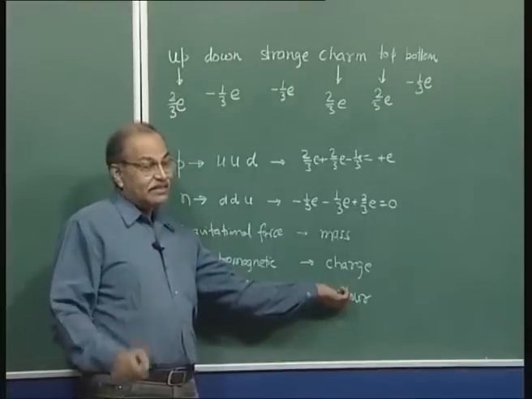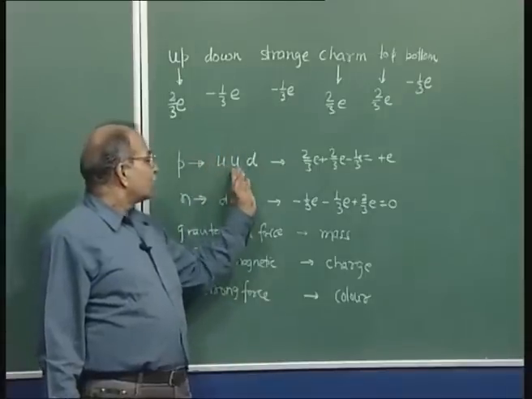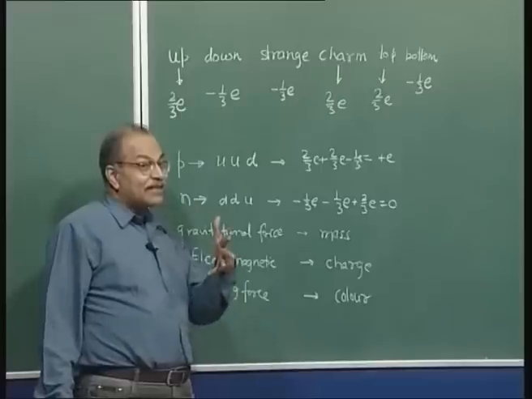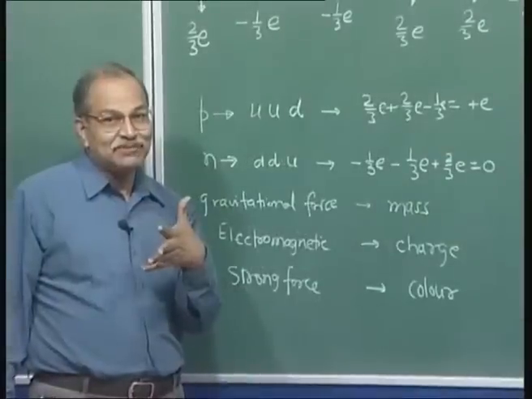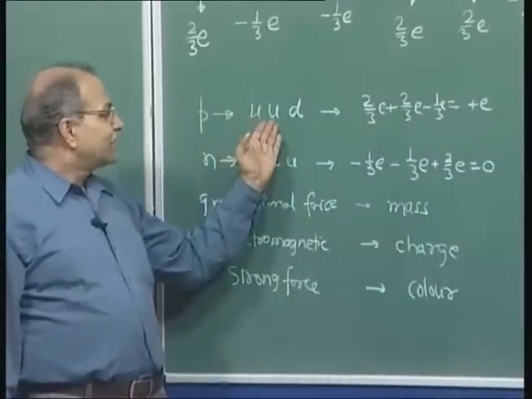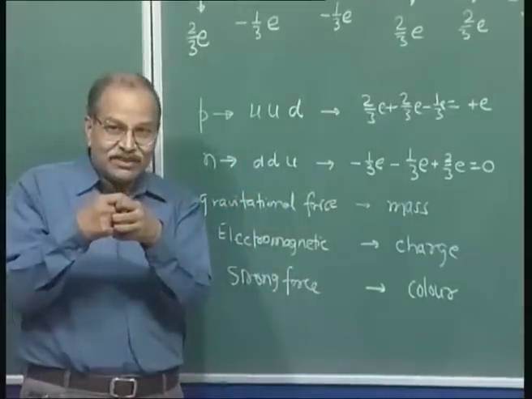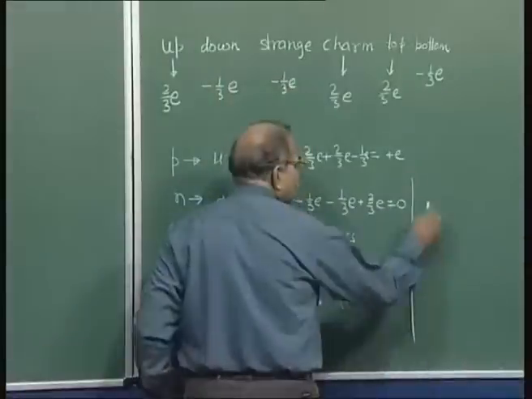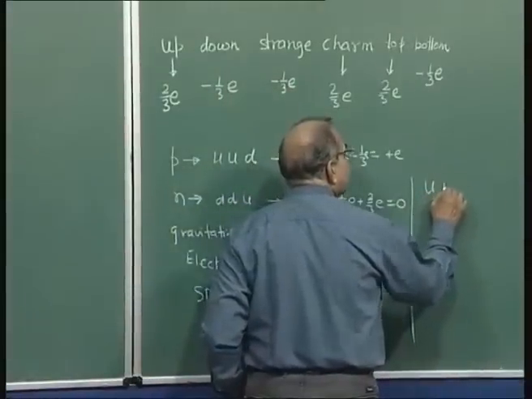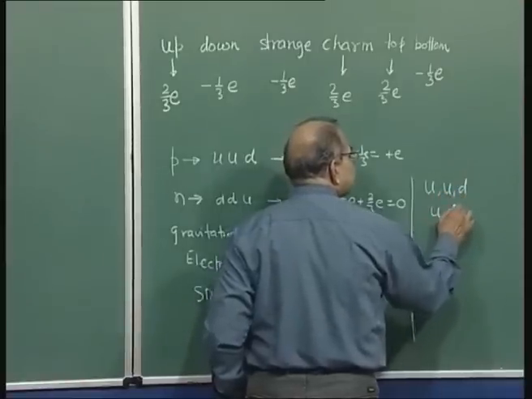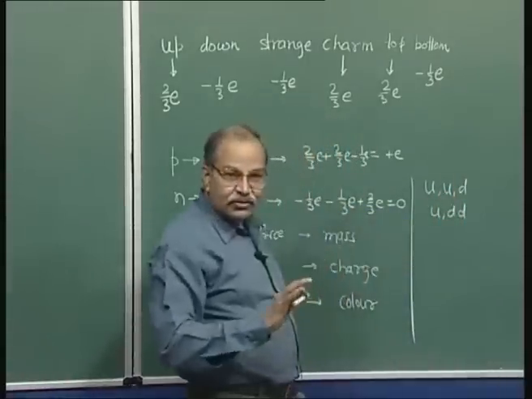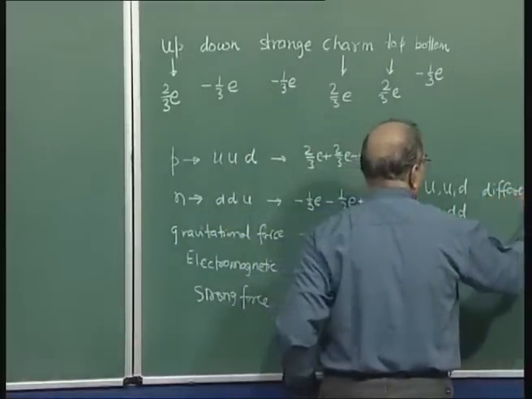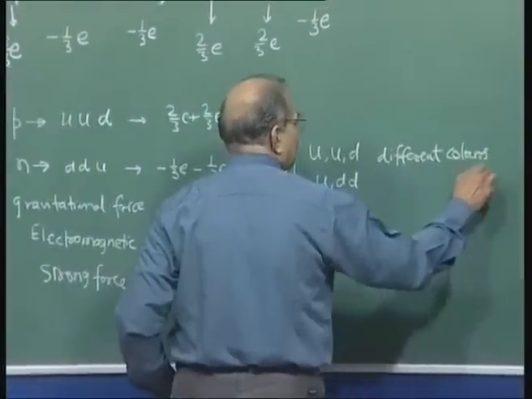The name color is given, and the 3 quarks here have different colors, and the names of these different colors are also given as red, green, blue, RGB. Red, green and blue, and when you add all these 3, it becomes 0. So, the 3 quarks, UUD or UDD, inside a proton or inside a neutron, have different colors, and total color is 0.